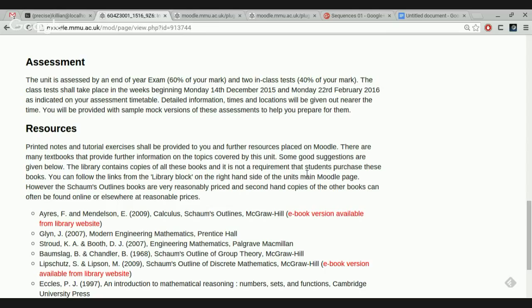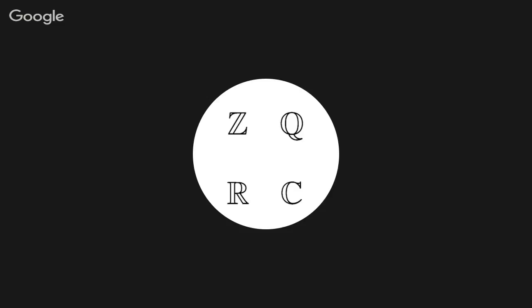The unit is assessed by coursework, in quotes, and an end-of-year exam. Now, what does the coursework consist of? It consists of 2 in-class tests. So 2 tests that we'll host in the lectures or tutorials. The first of those takes place towards the end of term 1, and the second one takes place towards the middle of term 2. The precise dates are shown on your assessment timetable.